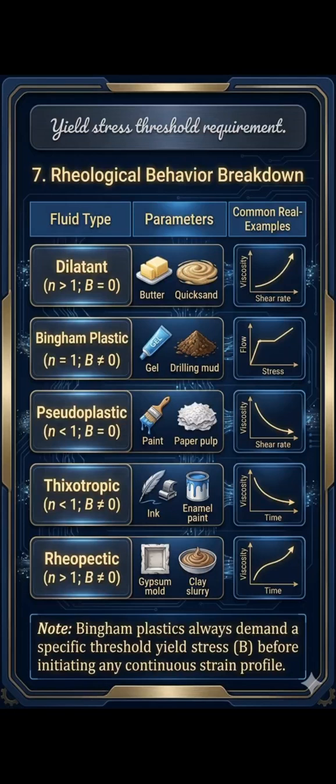Rheological behavior breakdown. Fluid type dilatant: n is greater than 1, B is equal to 0. Examples: water quicksands. Bingham plastics, example gel, drilling mud. Pseudoplastics: paint, paper pulp. Thixotropic: ink, enamels. Rheopectics: gypsum mold, clay slurry. Bingham plastics always demand a specific threshold yield stress before initiating any continuous strain profile.